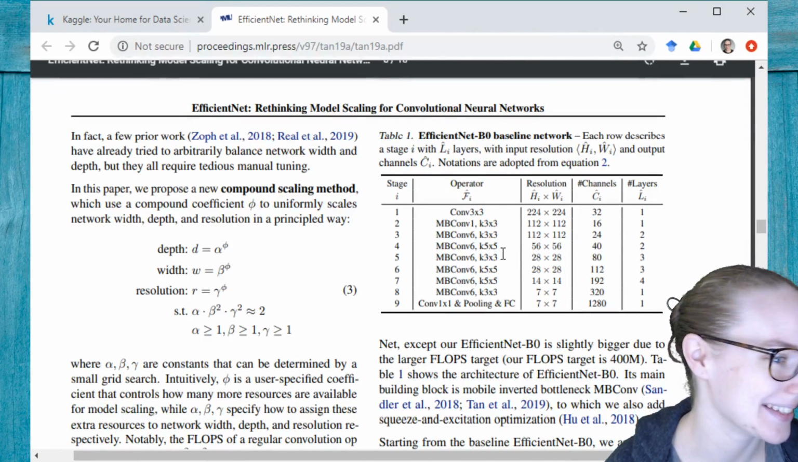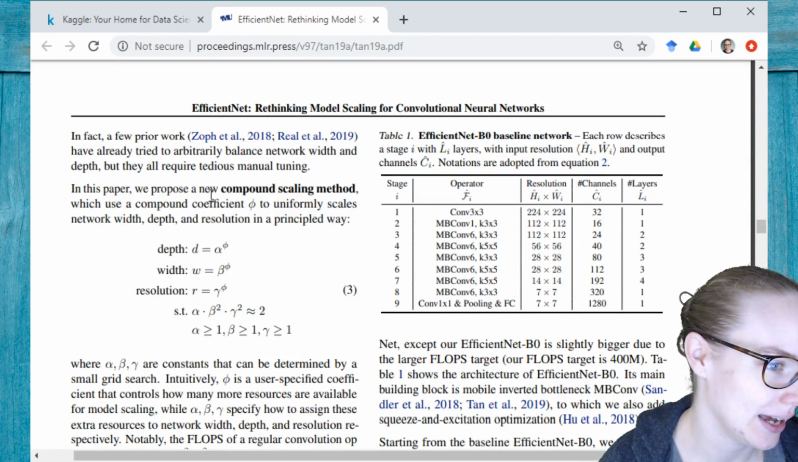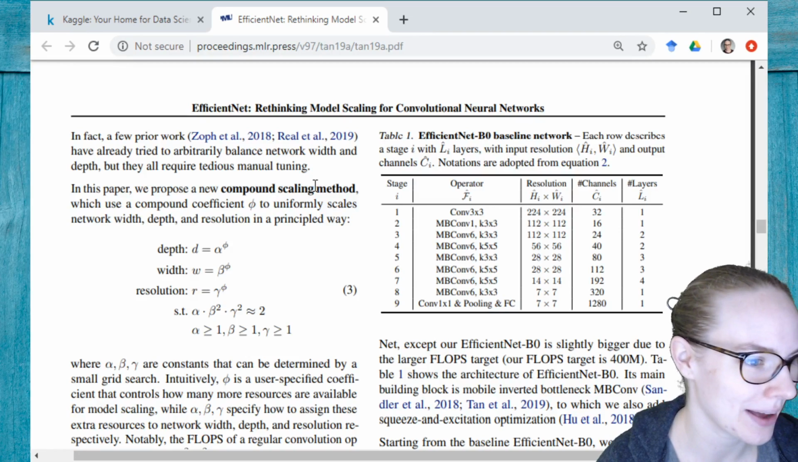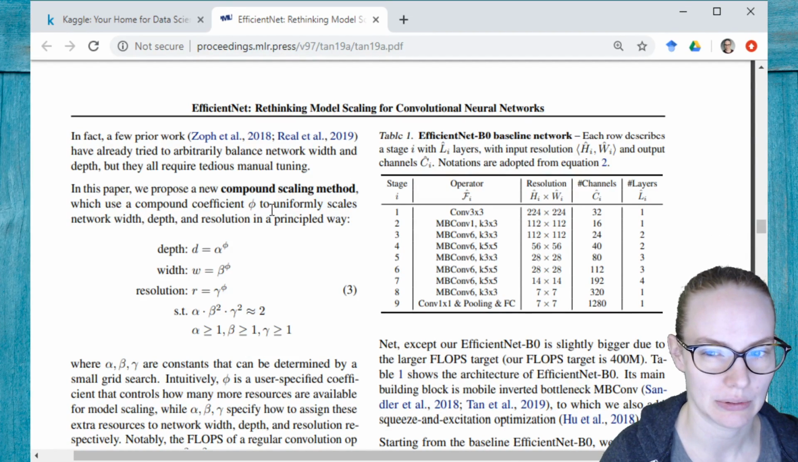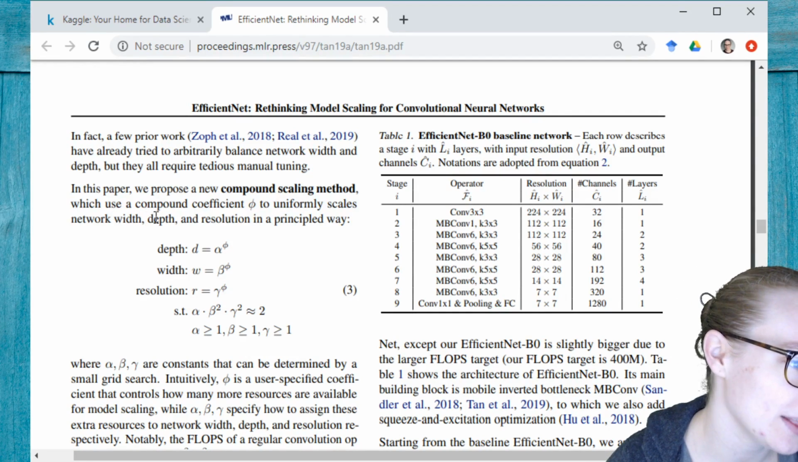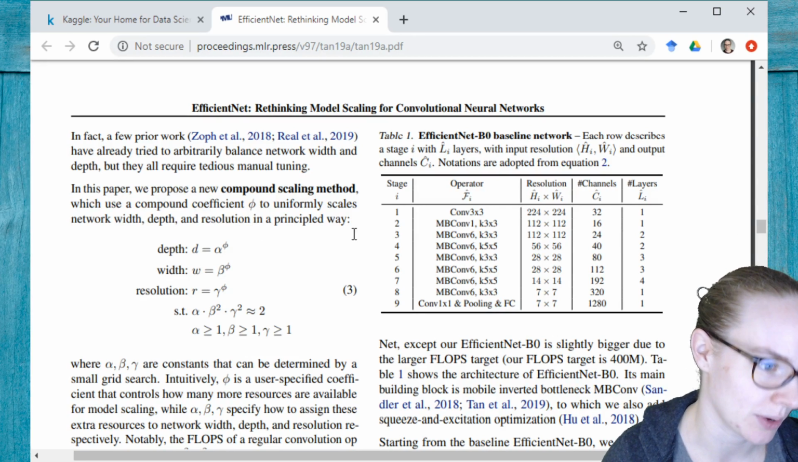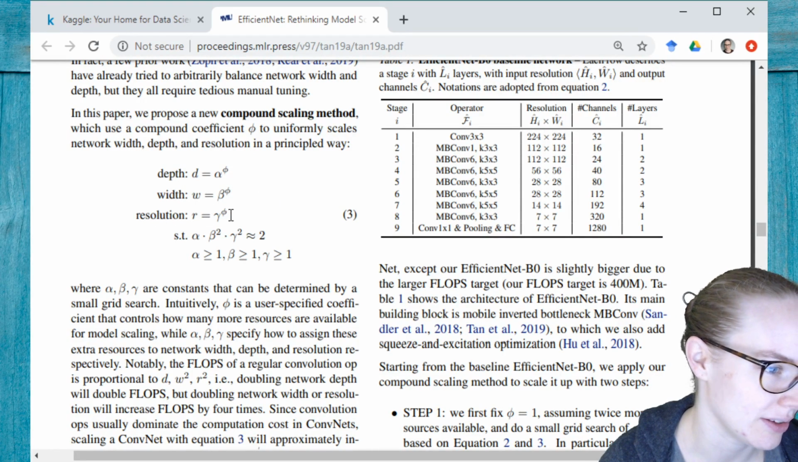That's not good science. All right, in this paper, we propose a new method, the compound scaling method, which uses a compound coefficient, phi, I think that's phi, to uniformly scale network width, depth, and resolution in a principled way. So depth will be alpha to the phi, width will be beta to the phi, and resolution will be gamma to the phi.